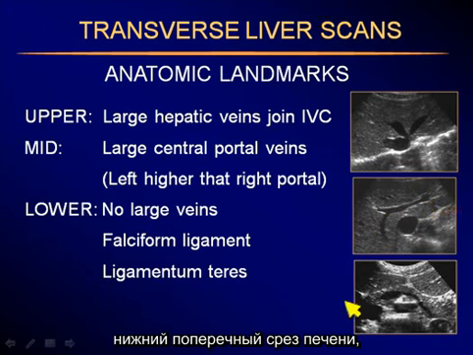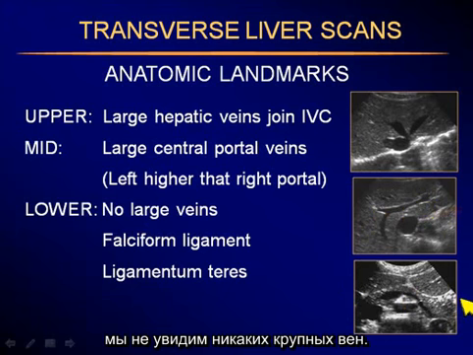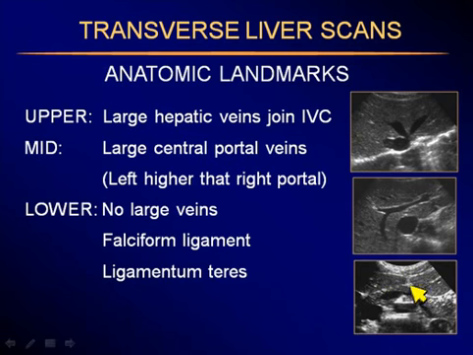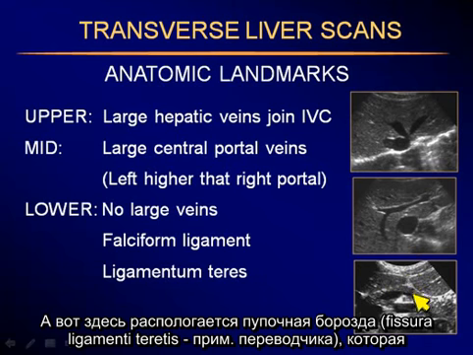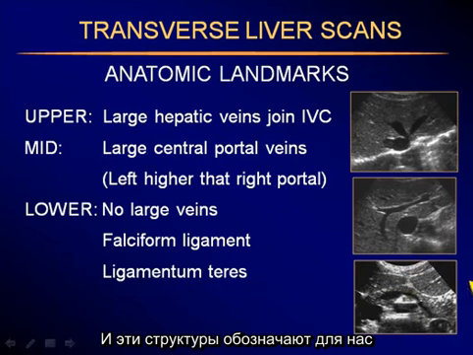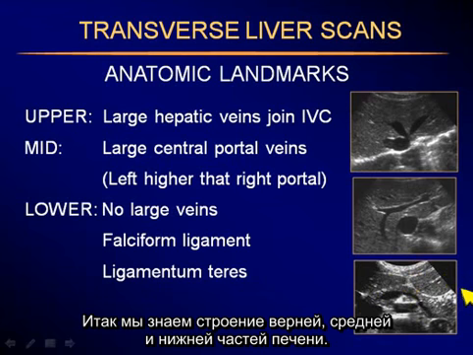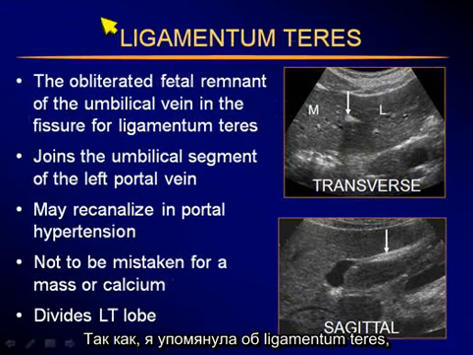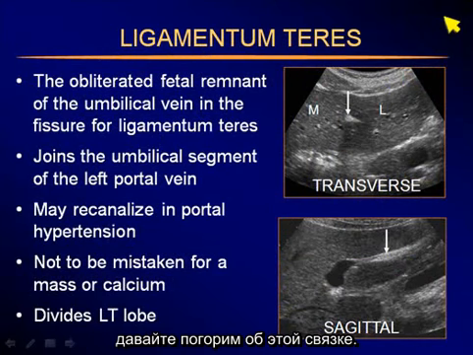If we look at transverse lower sections of the liver, we don't see any big veins. We see an echogenic line here. This would be where the falciform ligament comes in, and the umbilical fissure, the fissure for Ligamentum Teres, and that will mark the lower parts of the liver for us. So we'll know if we're high, mid, or low in the liver. Now, since I mentioned Ligamentum Teres, let's talk about that.